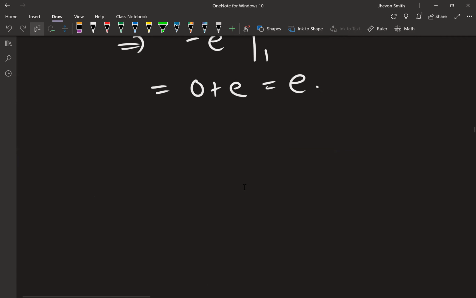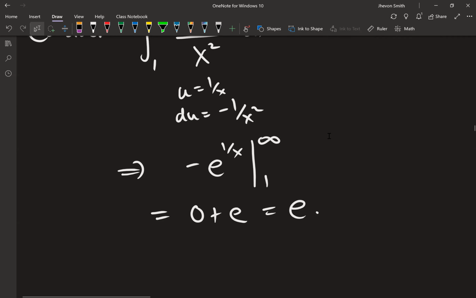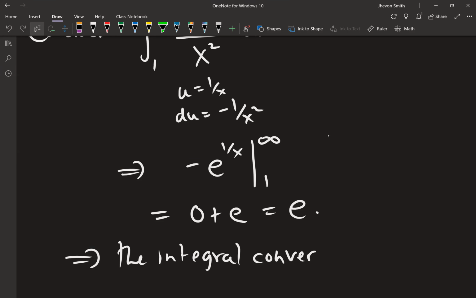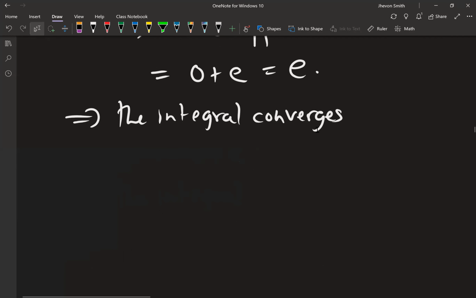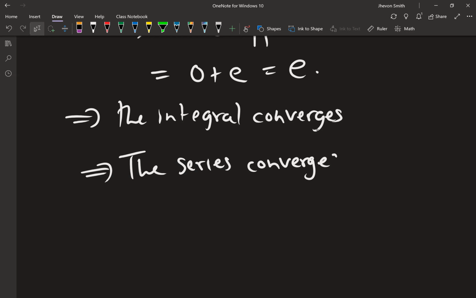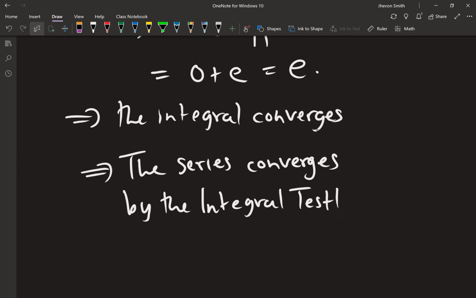So I didn't mess any formatting up. So that's e. In other words, the integral converges, which means the series converges by the integral test. In fact, it converges absolutely. Because it's always positive, you know it's going to be absolute here. If I put absolute values around it, it's not going to change.